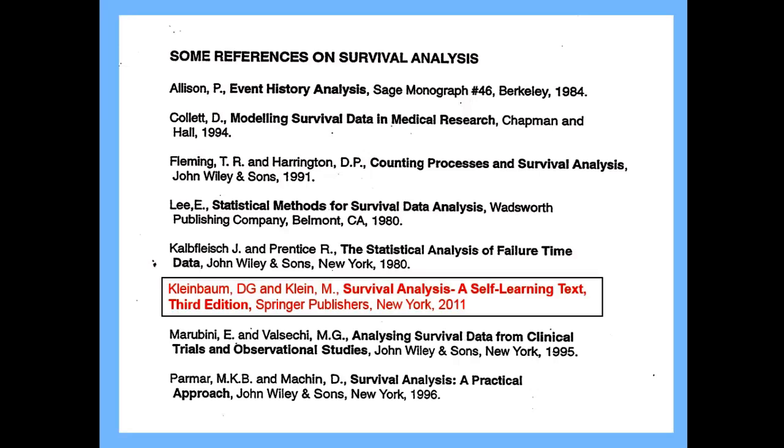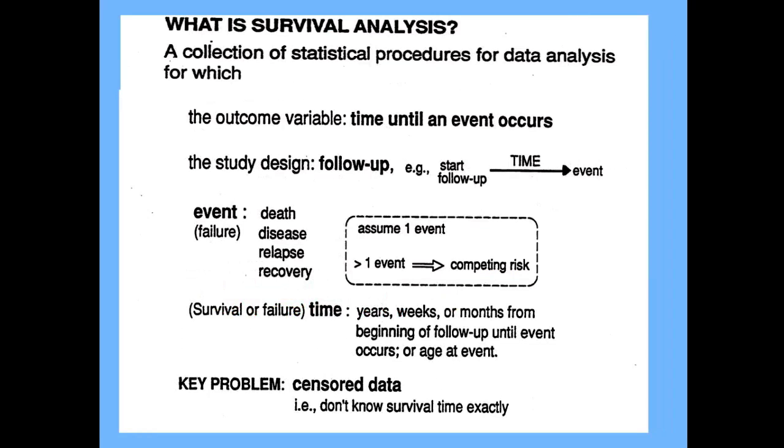So anyhow, let's talk about survival analysis. So what is survival analysis? It's a bunch of statistical procedures for doing data analysis for a certain data situation. The outcome variable is different from the outcome variable we've been talking about up to this point, where it was either binary or could have had 3 or more categories. Now the outcome variable is a continuous variable that involves time. And it's time until something happens.